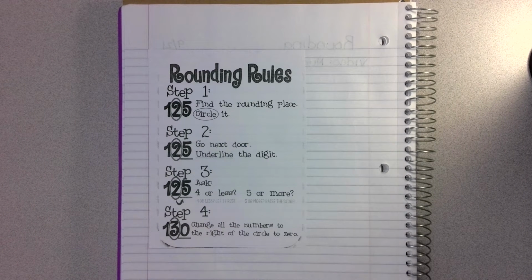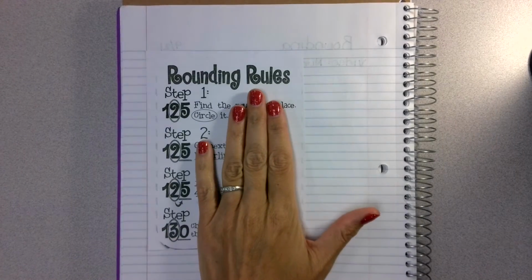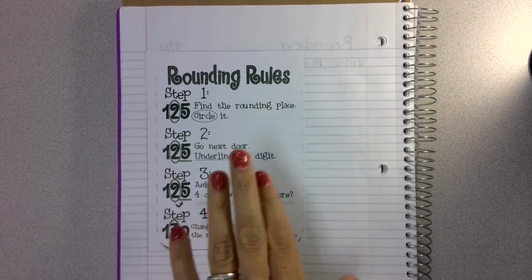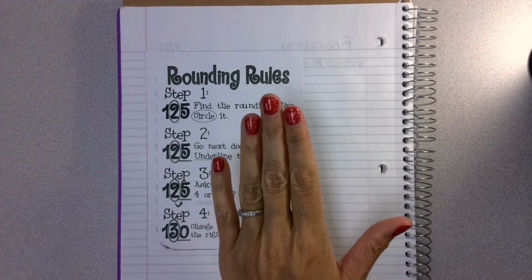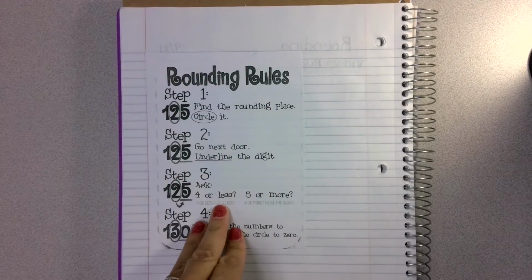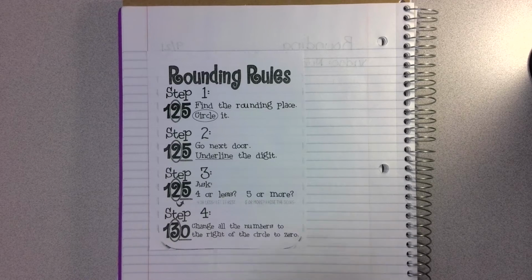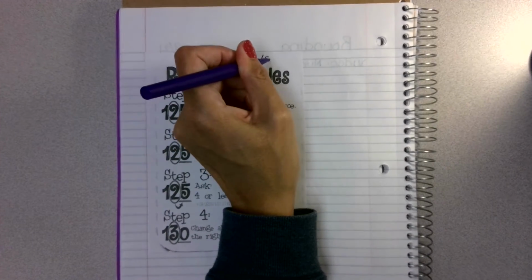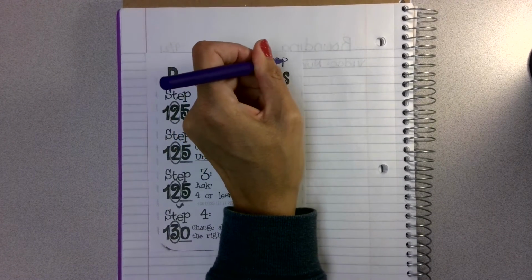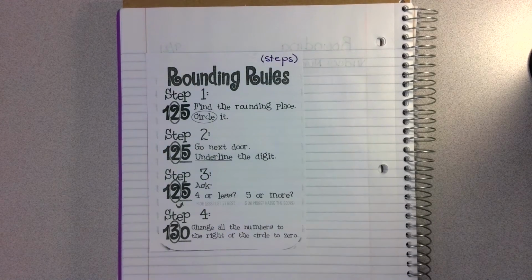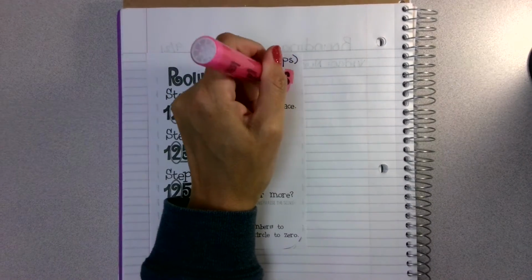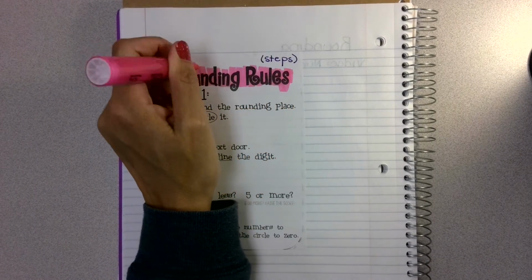the rules. All through math this year, you guys are going to have rules and steps to do. And you really have to just keep referring back to your notes and following the steps or the rules. So this is just another way of saying steps. Okay, so rounding rules or steps.